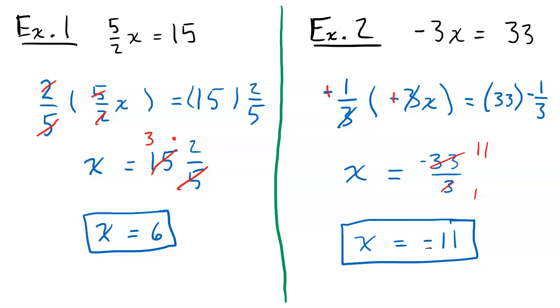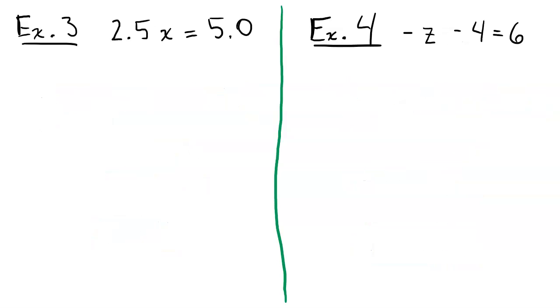Okay, let's look at some more examples. Here we have 2 more examples. In example 3, we're dealing with decimals, and in example 4, we're dealing with a combination of what we did last section and what we're doing in this section. So go ahead, pause the video, try to work these out on your own, and then I'll show the solutions.